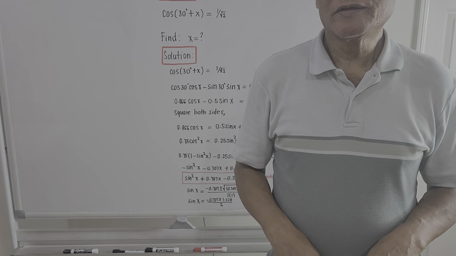The given problem is cosine of the quantity 30 degrees plus x close quantity, and this should be equal to 1 over the square root of 2. The problem is asking, what will be the value of x? Okay, let's try to bring out the solution.